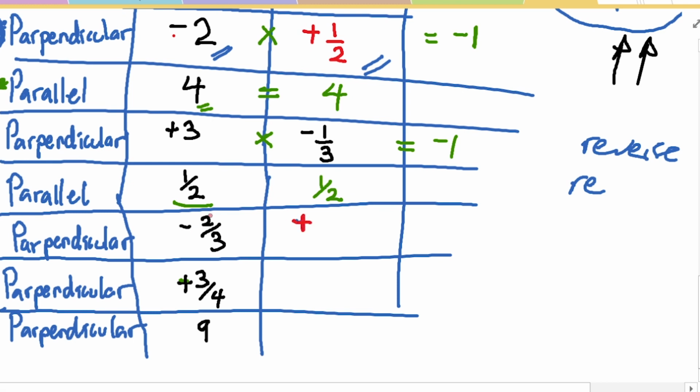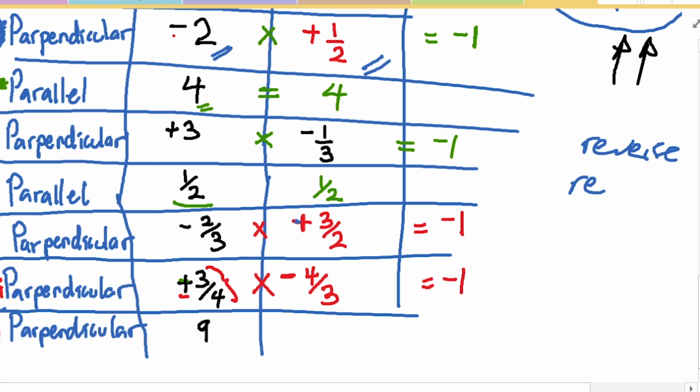Then the reciprocal of 2 over 3 is 3 over 2, because when you multiply those two, they give you -1, which conforms to the law that for perpendicular lines, when you multiply their gradients, they give you -1. Moving on to the next, these ones are also perpendicular. That is 3/4. For perpendicular lines, we are going to use the reverse reciprocal. So the reverse of positive is negative, and then the reciprocal of 3 over 4 is 4 over 3, because when you multiply those two it gives you -1.